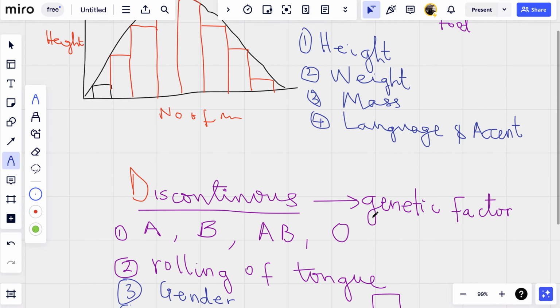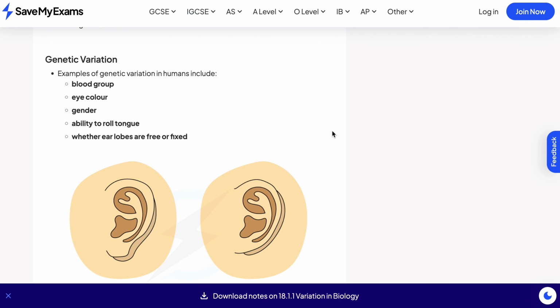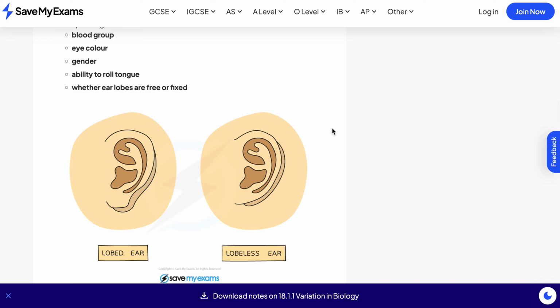But for discontinuous variation, your eye color, rolling of tongue, gender, blood group, and so on, all of these are discontinuous variation. Ability to roll tongue, whether earlobe or no earlobe. Some people have earlobes, some don't. We say lobeless ear, and then we have lobed ear.